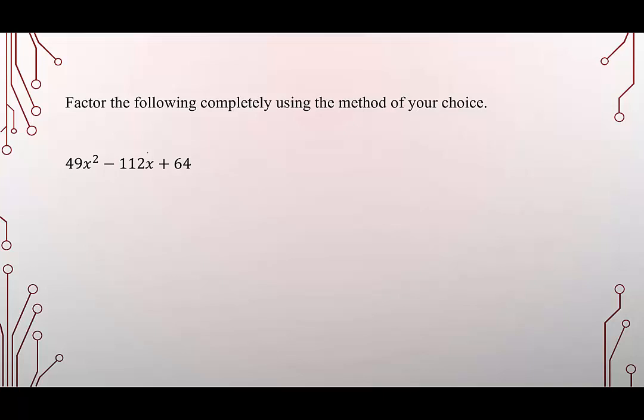Is the first term a perfect square? Yes, it is. This would be 7x, quantity squared. Is 64 a perfect square? Yes, it is. Its root is 8. Okay, so they're both perfect squares. Now comes the check with the middle. Is negative 112x the result of taking the 2 roots, 8 times 7x, and doubling it?